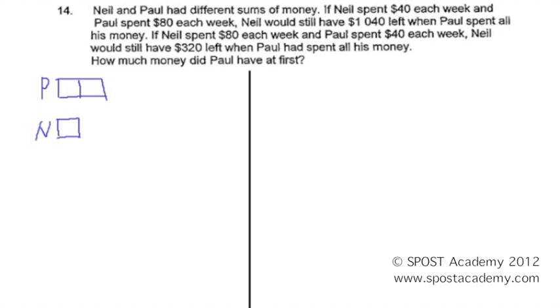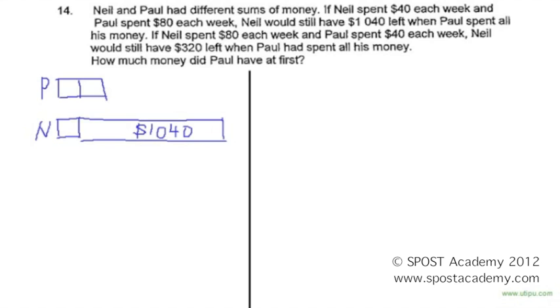Now when Neil is only spending half as much as Paul, Neil would still have an additional $1,040 left, while Paul has already finished spending all his money. This means that these 2 units of Paul is all that Paul has.